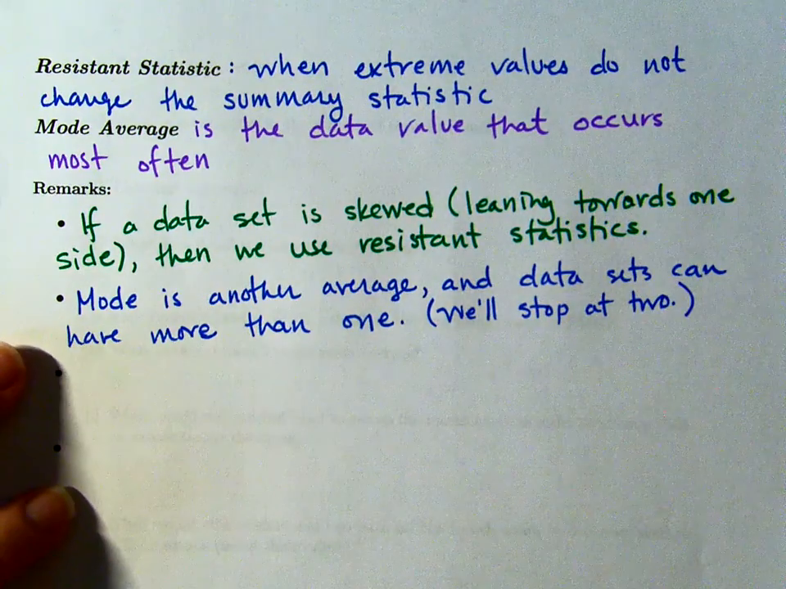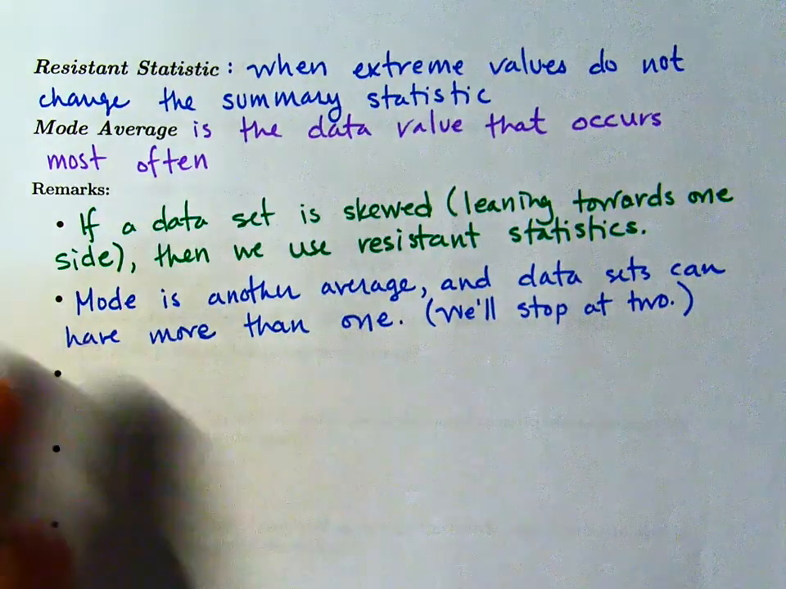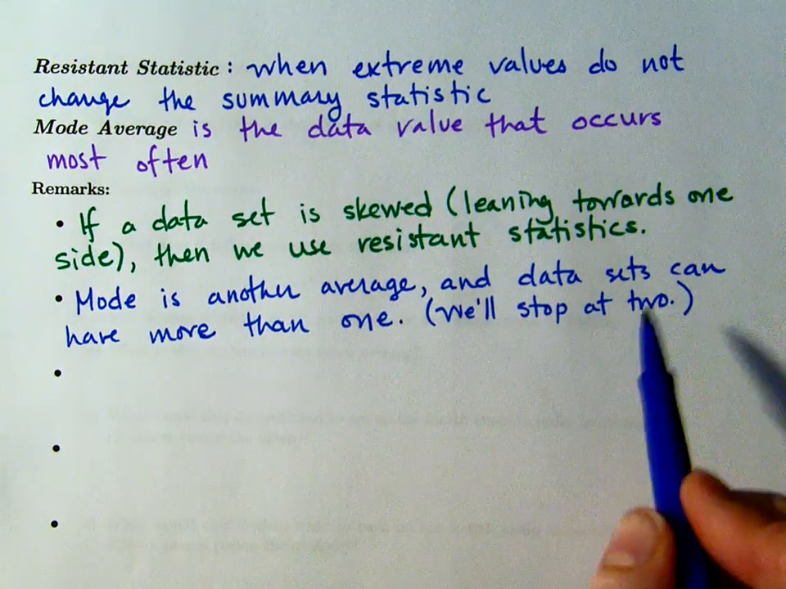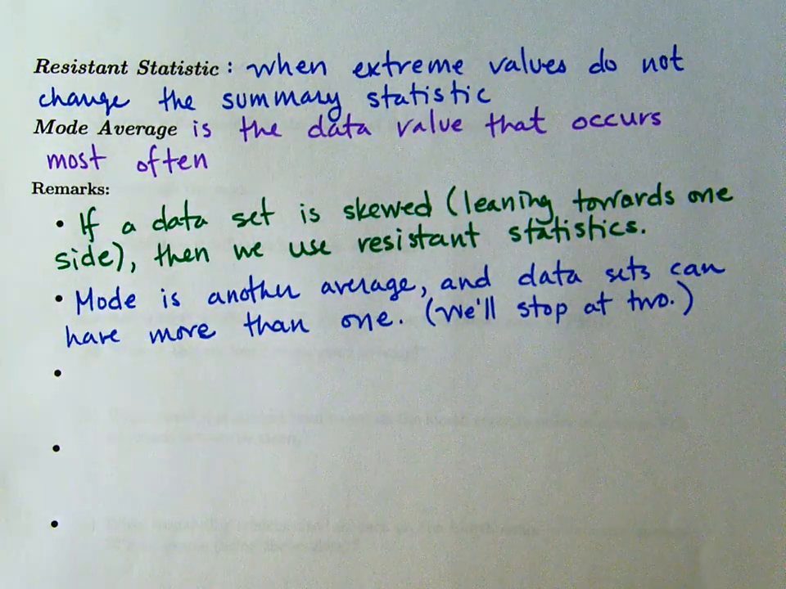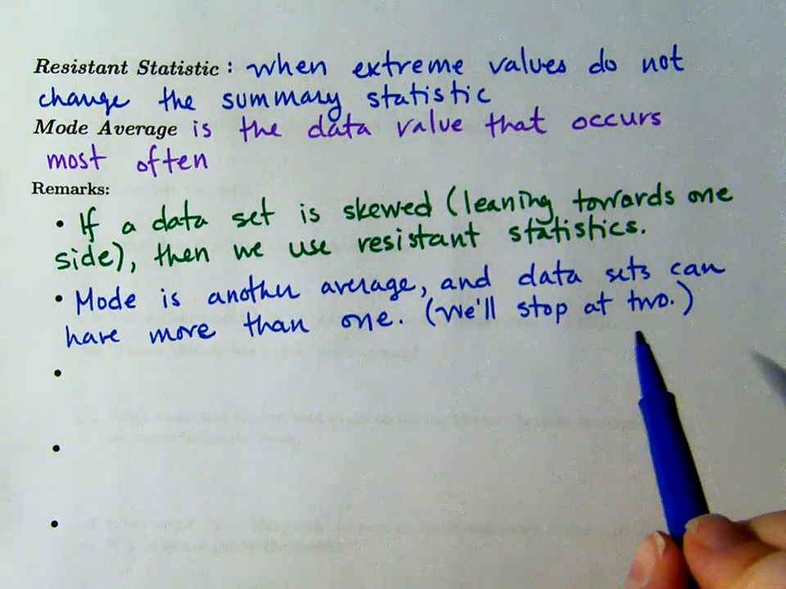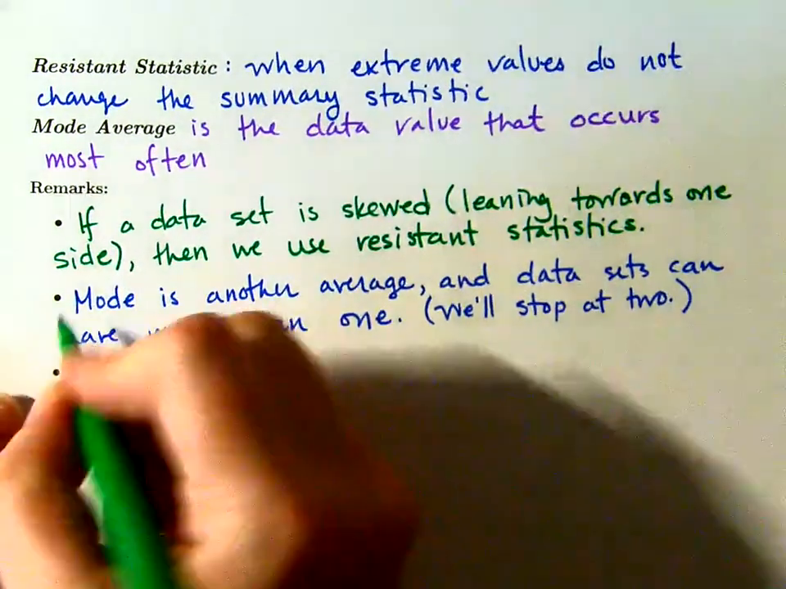So if a data set has two values that occur the most often, we call it bimodal. And if it has just one value that occurs the most often, we call it the mode. After that, we really just say it has no mode. Okay. And let's write that down. Data sets can have no mode.